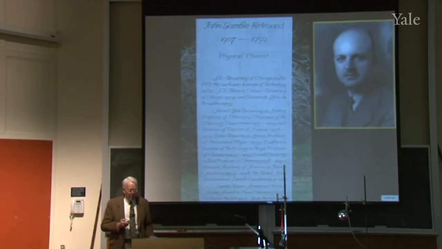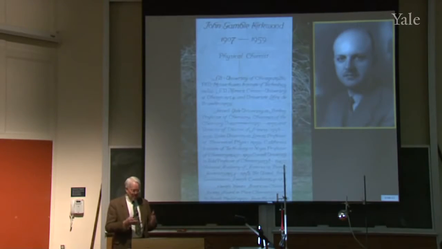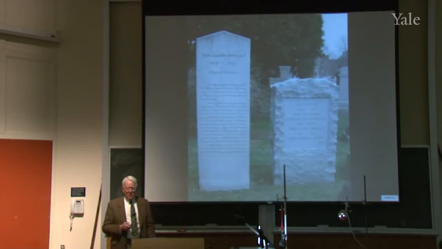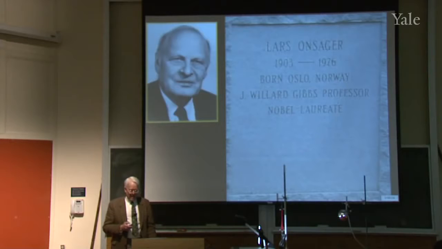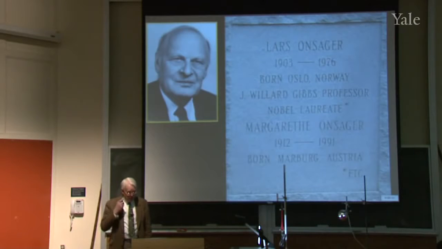One is John Gamble Kirkwood, who was a physical chemist and a theorist about polymers, right? And his gravestone tells everything he did, not everything, but quite a few things, the awards he got and so on. But next to his is the tomb of Lars Onsager, his friend and colleague. And his tomb says, Nobel laureate, right? His wife died 15 years later, and the stone was recarved to put her name on it as well, and also to put on a footnote.